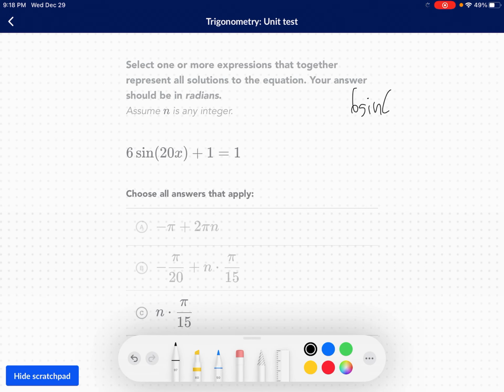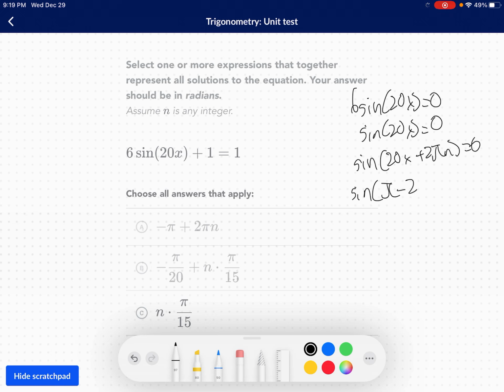Okay, so we'll just solve. Subtract 1 from both sides. You get 6 sine 20x equals 0. Divide 6 on both sides. It's the same thing. Set up the identities. Sine 20x plus 2 pi n equals 0. Sine pi minus 20x plus 2 pi n equals 0. And I'll solve the first one first.